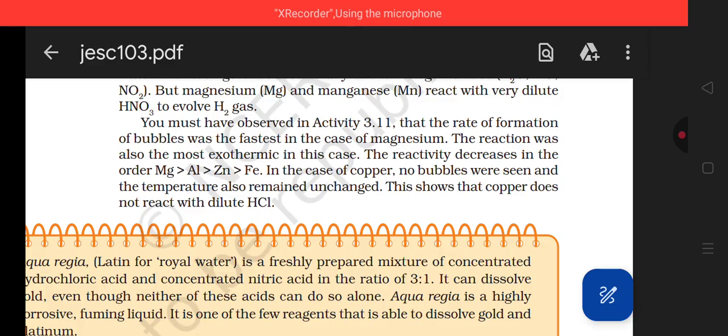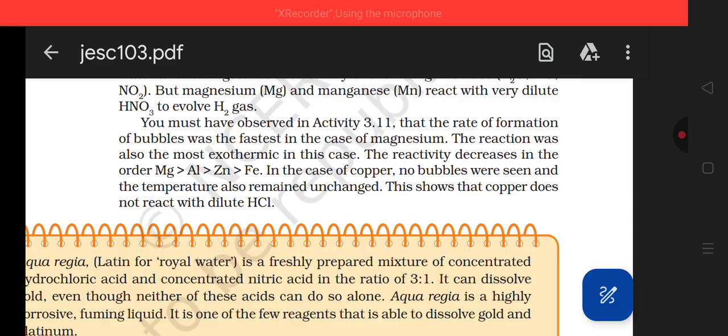Now the next is, you must have observed in activity 3.11 that the rate of formation of bubbles was the fastest in the case of magnesium. The reaction was also most exothermic in this case. The reactivity decreased in the following order: Mg is more than Al, more than Zn, more than Fe. In the case of copper, no bubbles were seen and the temperature also remained unchanged. So this shows that copper does not react with dilute hydrochloric acid.